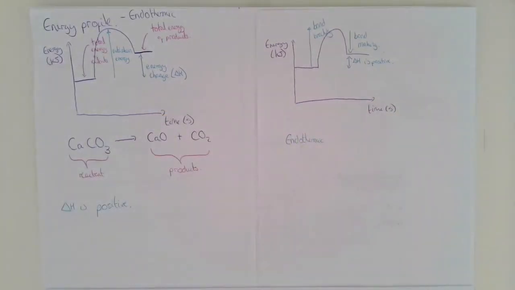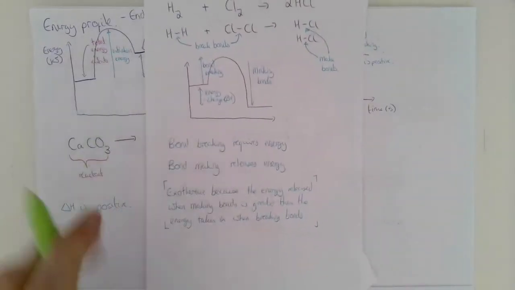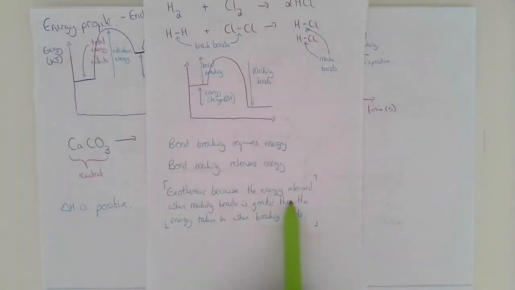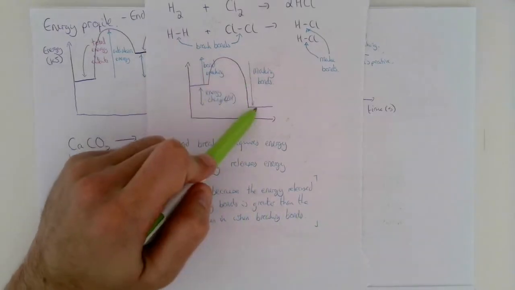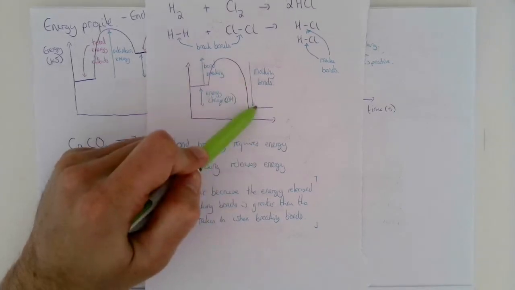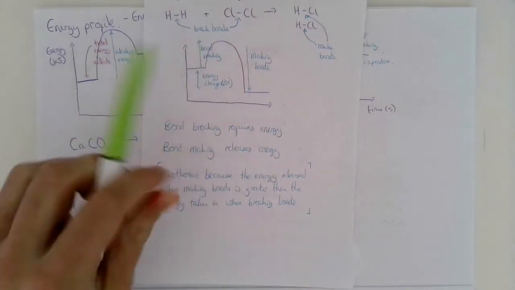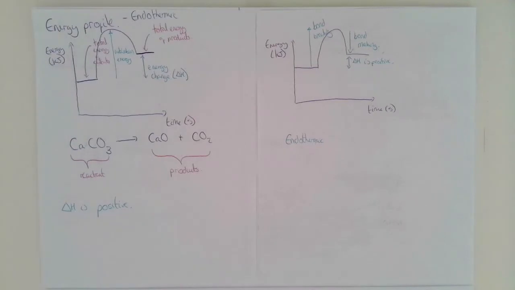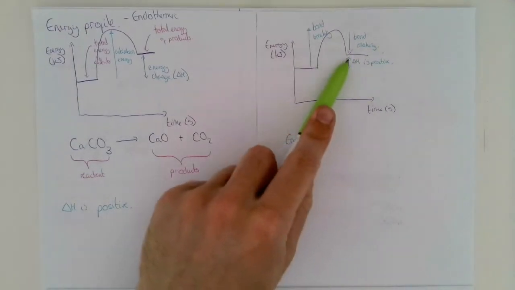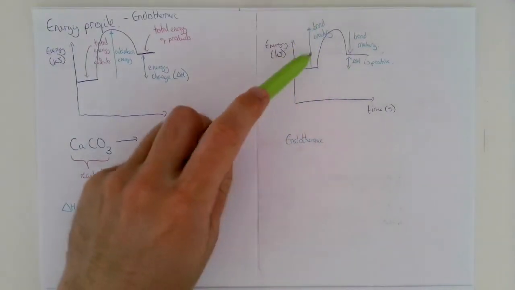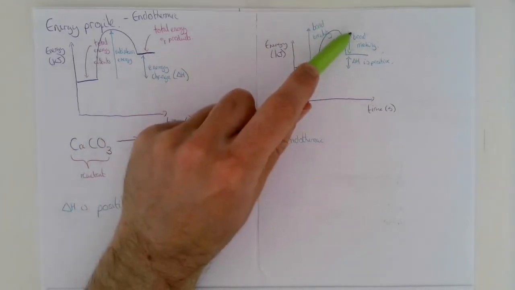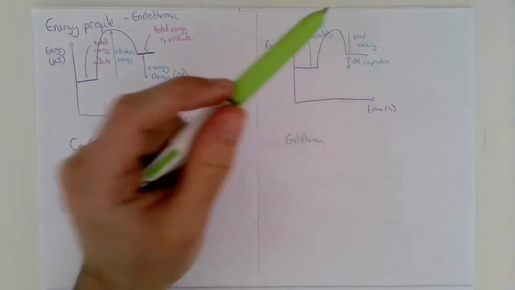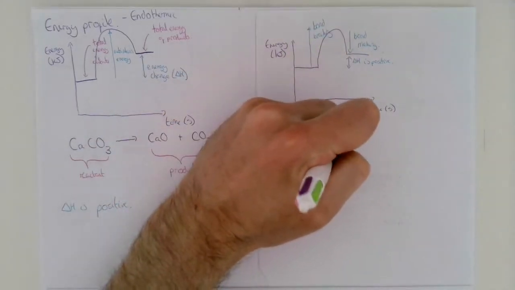If I just show you exothermic again, exothermic because the energy released when making bonds is greater than the energy taken in when breaking bonds. So the number for that value there is bigger than the number for that value there. In an endothermic profile, hopefully you can see that the opposite is true. So the bond breaking energy is much greater than the bond making energy.